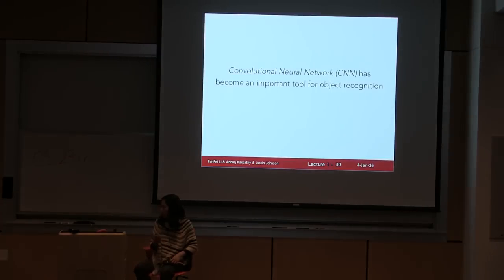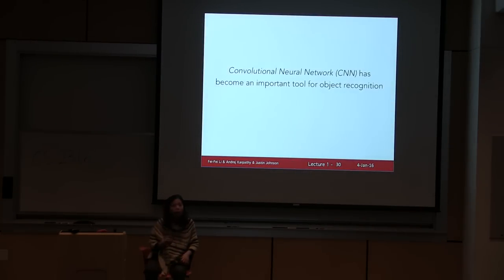And I already said CNN, or convolutional neural network, is one type of deep learning architecture, but it's the overwhelmingly successful deep learning architecture, and this is the architecture we will be focusing on.